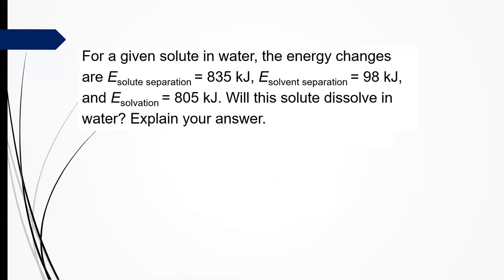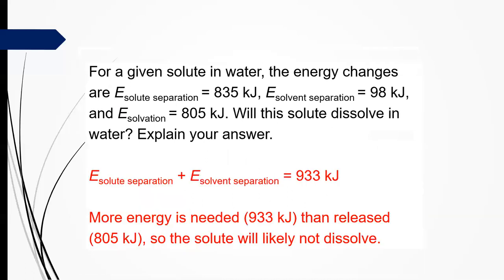So we're going to try that here. We have our solute separations and our solvent separations, and then we have the solvation energy that we get back. We want to compare these, so we can plug them into that equation that we just had. What we find is that the solute separation and the solvent separation require about 933 kilojoules. We release about 805 kilojoules. And so it's unlikely that this is going to dissolve. The reason is that it requires more energy to separate the solute and the solvent than we get back from making the mixture.